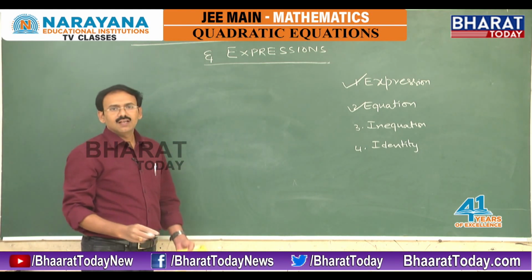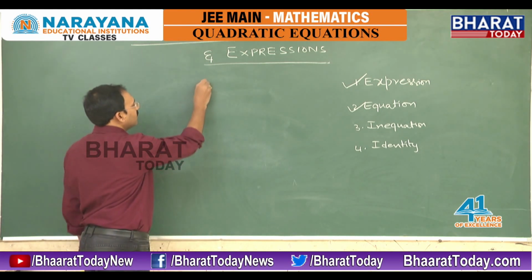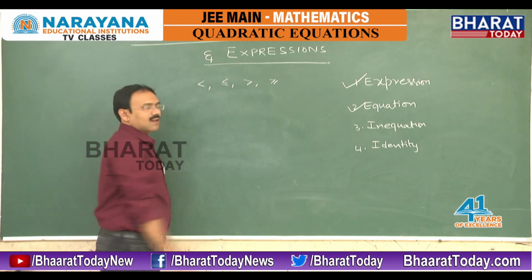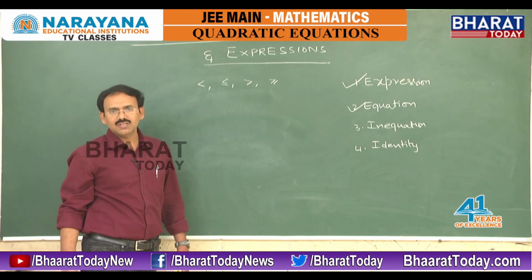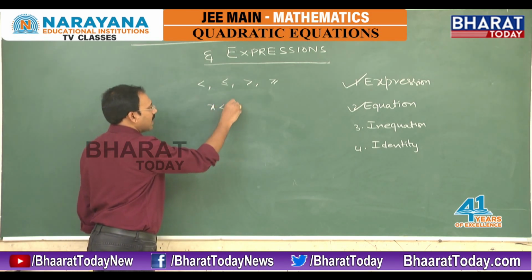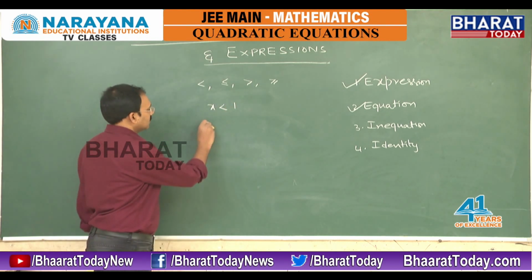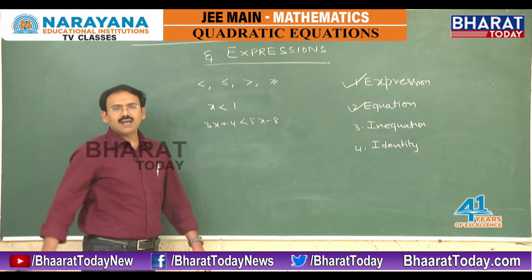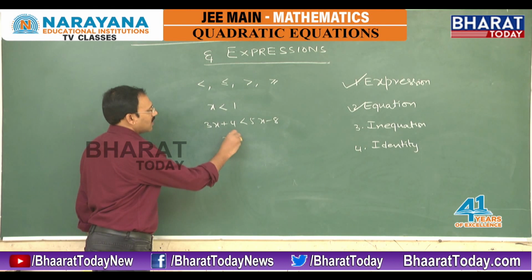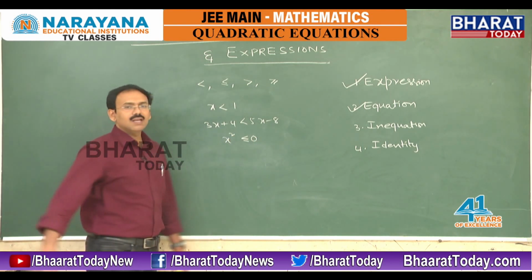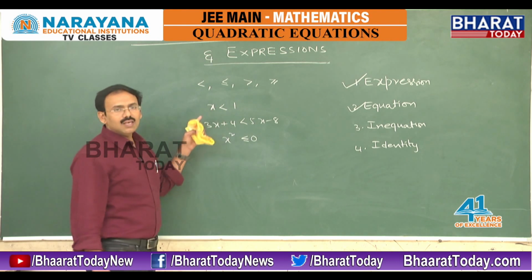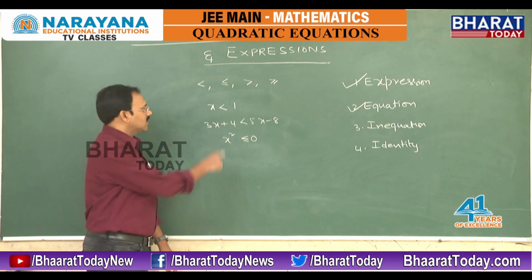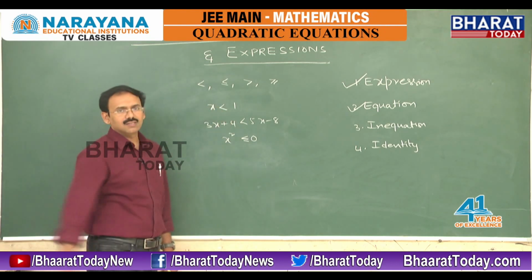Inequation in the sense, the open sentence involving the symbols less than, less than or equal to, greater than, greater than or equal to is called an inequation. For example, x less than 1 is an inequation. 3x plus 4 less than 5x minus 8. It is an inequation. X square less than or equal to 0. It is an inequation. So equation will be equality of expressions, whereas inequation is an open sentence containing these symbols.